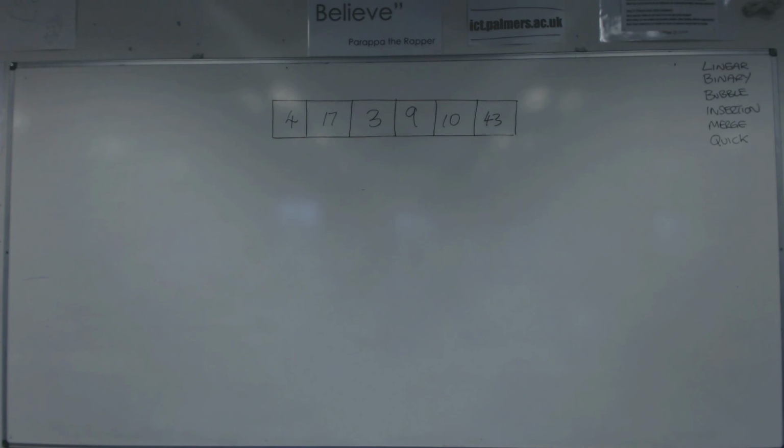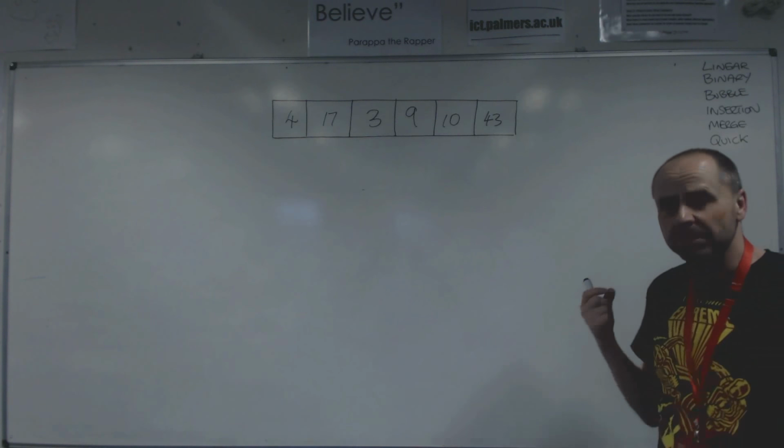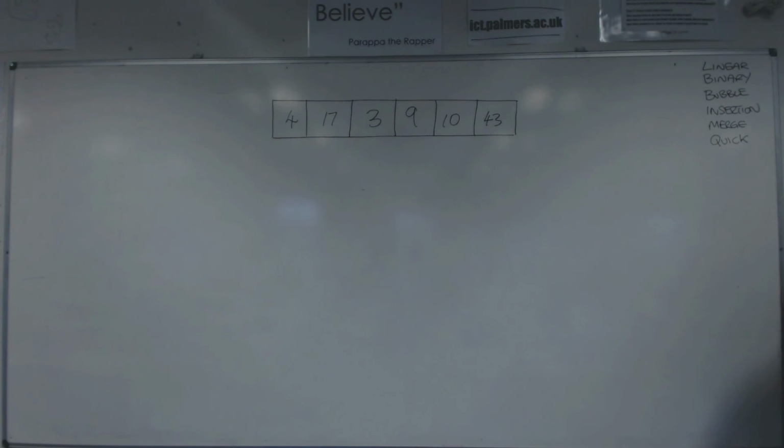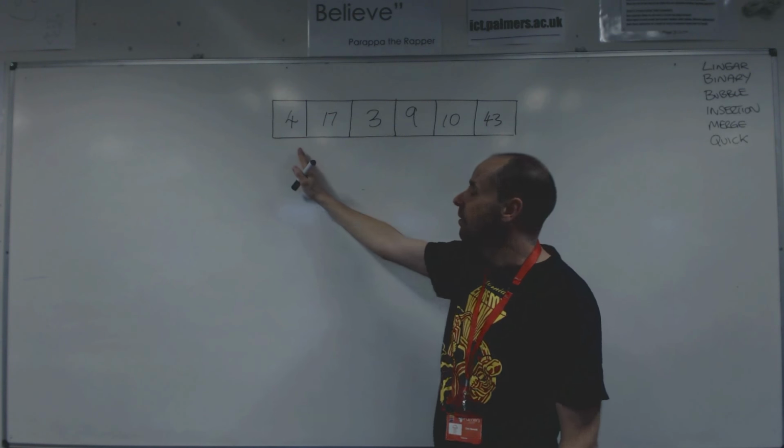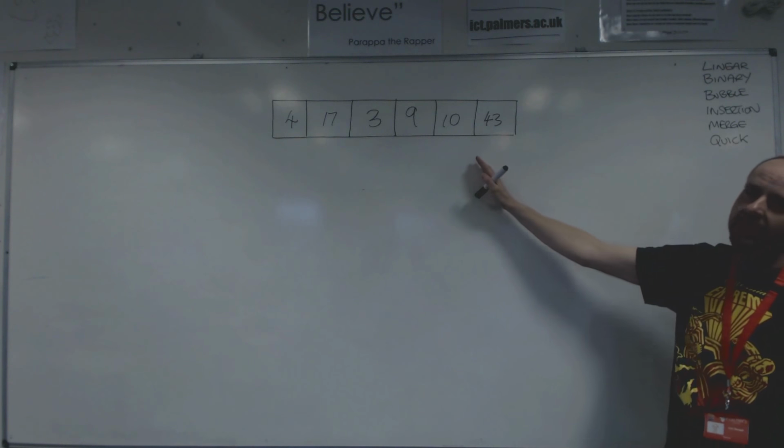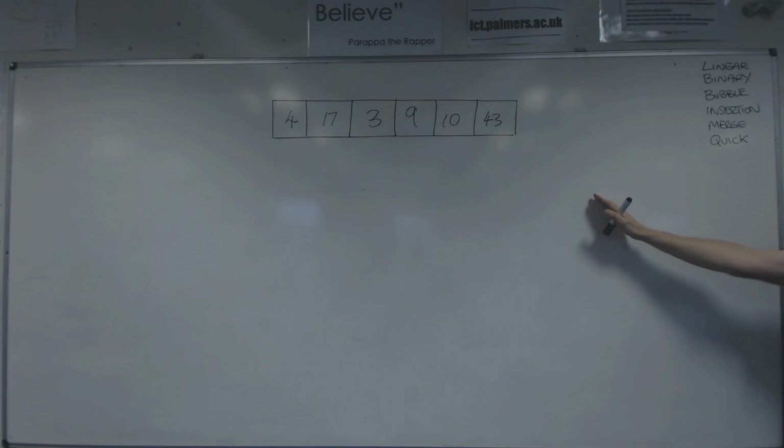Right, start with linear search. It's the simplest search that we can do. Okay? All we're going to do is look from the first element, element 0, and compare each item we look at until we find the one we're looking for.